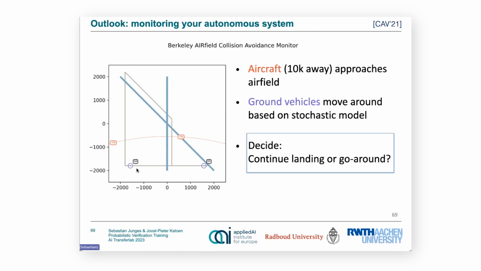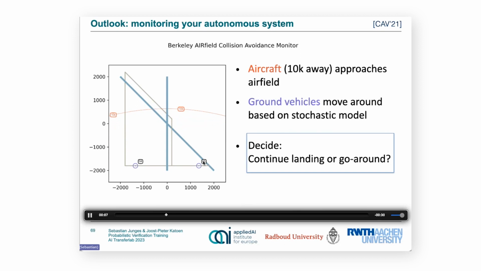And this is one question that Boeing in particular asked us, in a simplified setting, of course. There's an aircraft that's still 10K away initially. It approaches an airfield. There are some ground vehicles, 04 and 05, that move around based on some stochastic model. And we have to decide: should we continue landing, or should we initiate a go-around and say it's too risky, because those vehicles might actually enter the airstrip? So that's a question to ask.